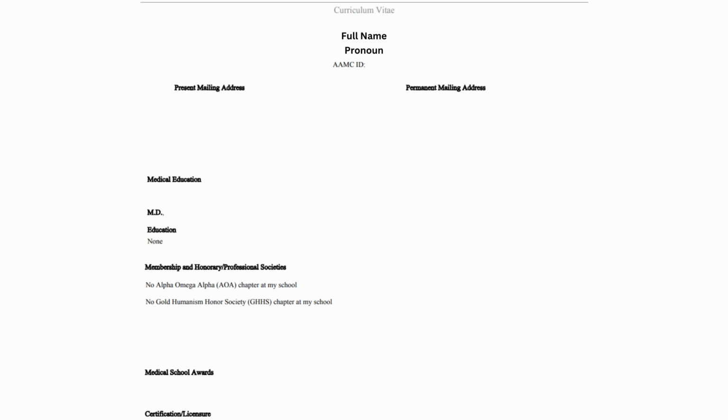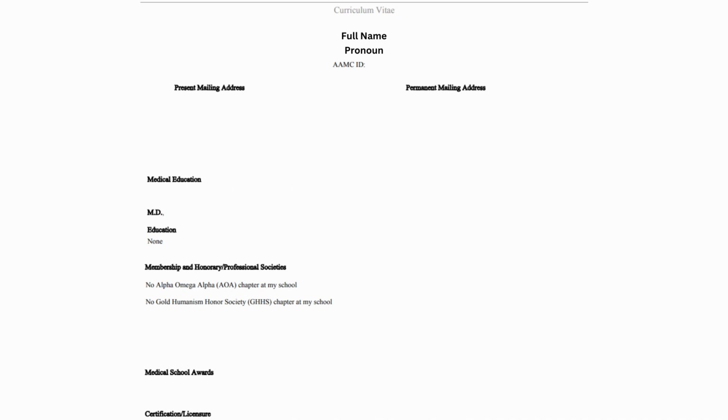The next section is about membership in honorary or professional societies. Most IMGs won't have this, like the Alpha Omega chapter at my school or a good humanitarian honor society. Usually US medical grads will have this society or membership in their specific medical schools. If you have them, that's okay. But if not, the majority of IMGs won't have this. The other one is if you are a member of other societies, you can mention them here.